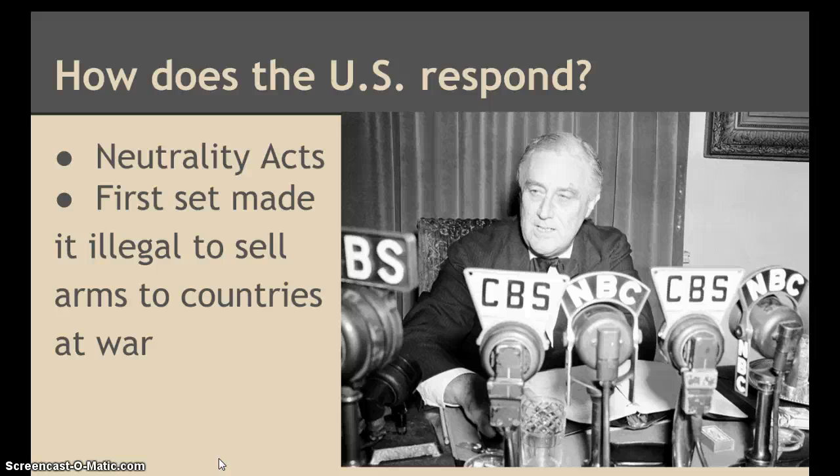I think if you see here, this is FDR giving his radio broadcast about the Neutrality Acts. He's trying to tell the people, please don't be alarmed that we're going to repeat the past. So he's really trying to start cautiously.